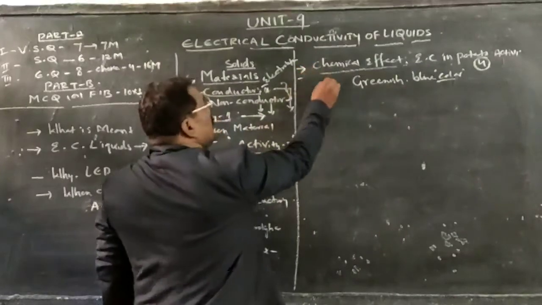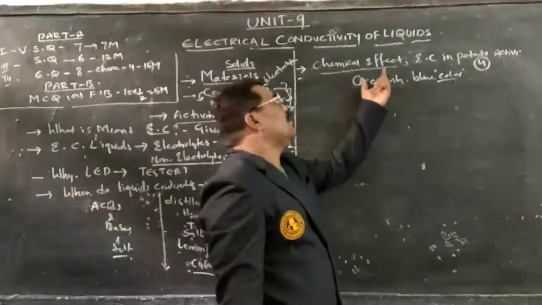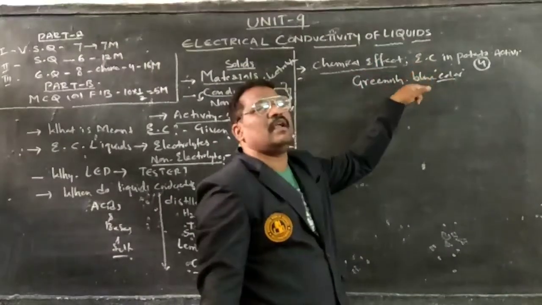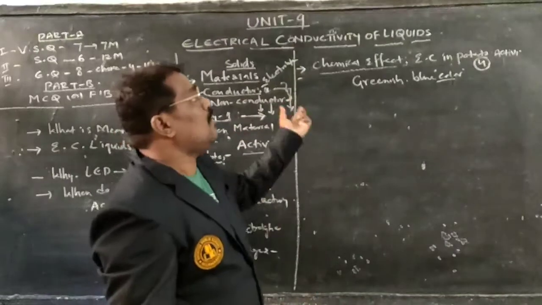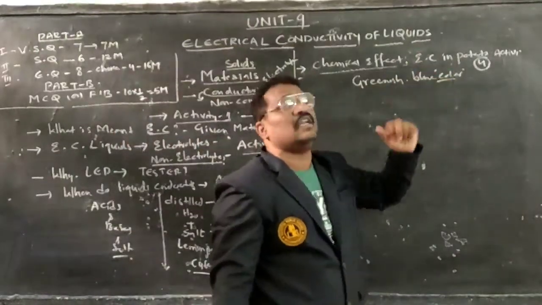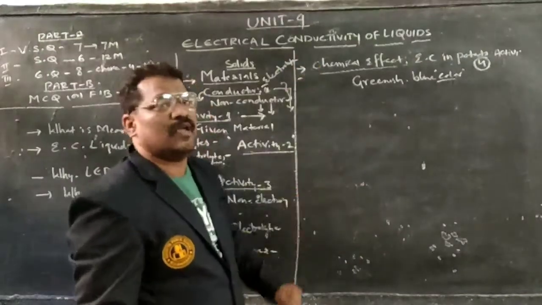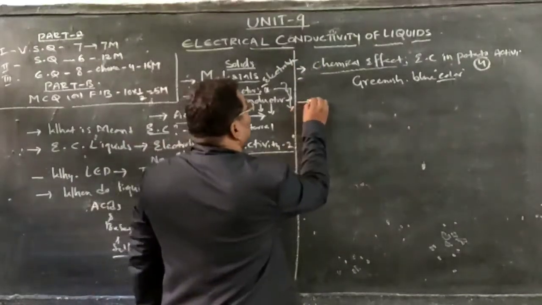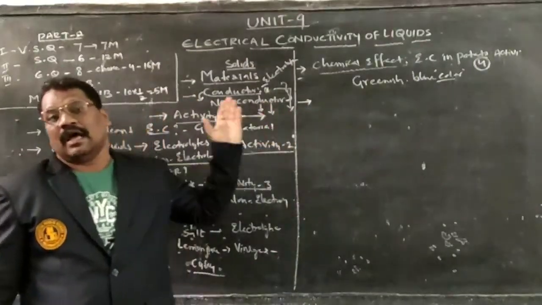In this particular way also, he may ask a question. For 1 mark, directly, what is the chemical effect of electric current in potato? Greenish blue color. Or explain an activity: how the chemical effect takes place in a potato, based upon activity 4, as a 4 marks question. We must be ready to write an answer.